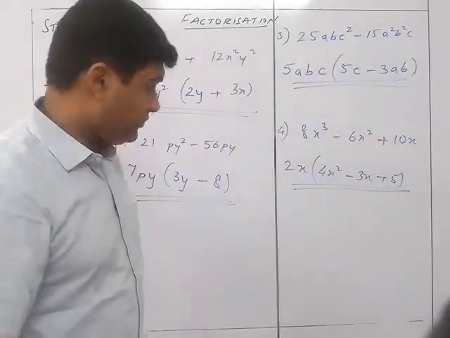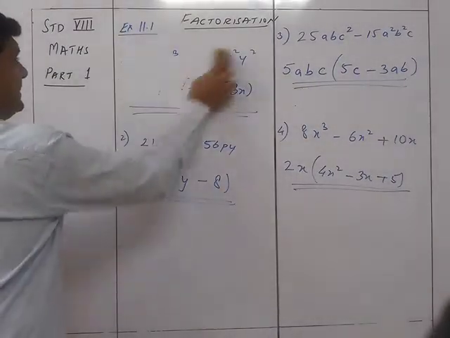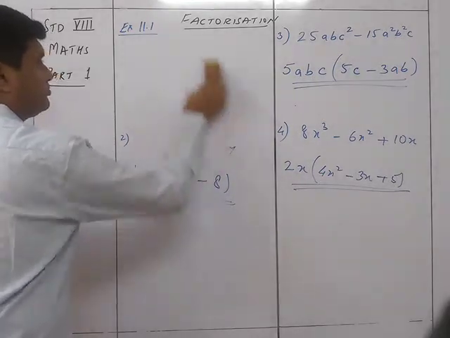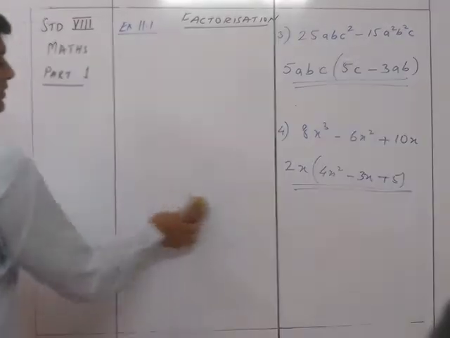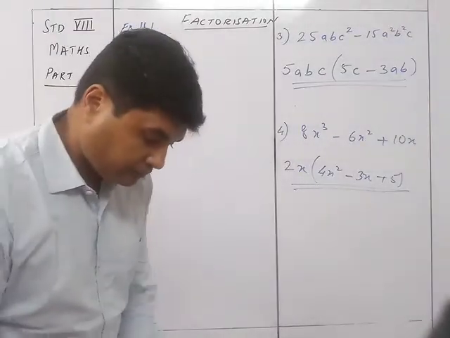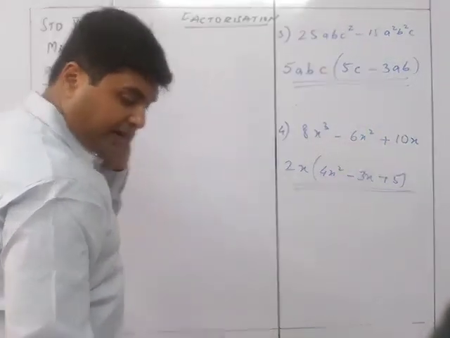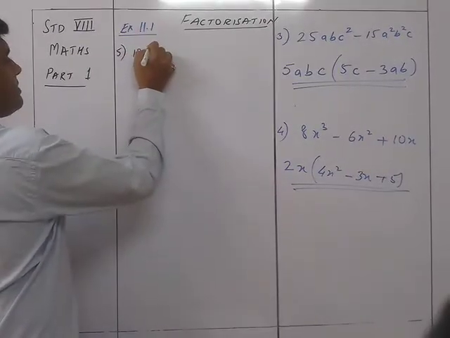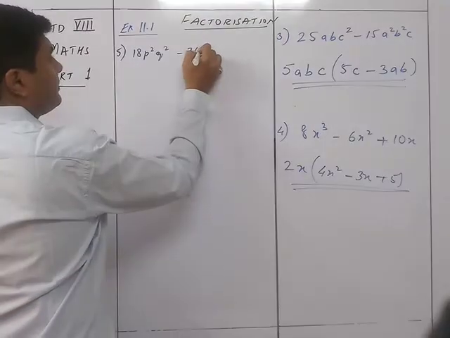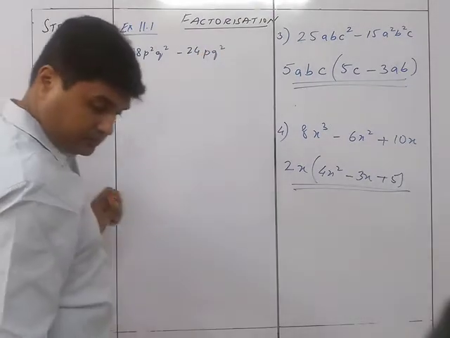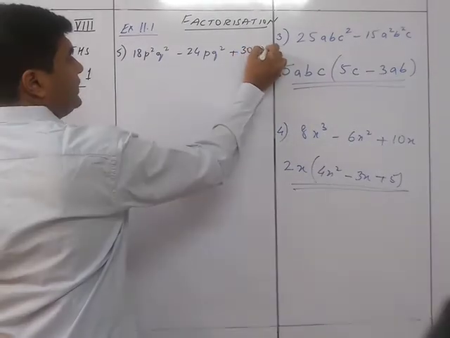So sum number 5. We now move on to sum number 6. Oh, sorry, 5. This was sum number 4. We now move on to sum number 5. 18p square q square minus 24pq square plus 30p square q.